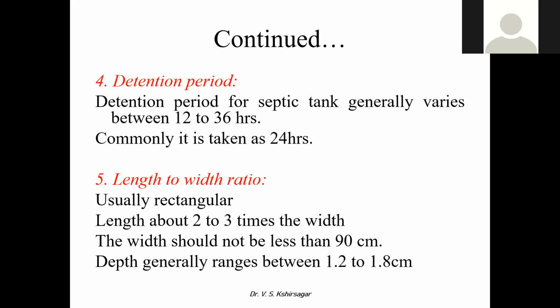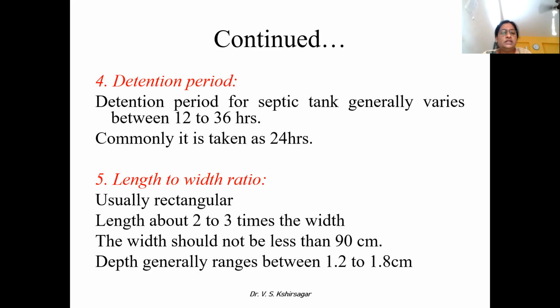So we'll go to the next. The next design parameter is the detention period. The detention period of a septic tank generally varies between 12 to 36 hours. We have discussed this in the theory part itself, but commonly it can be taken as 24 hours. And what is the length to width ratio? Usually it is a rectangular tank, with length about 2 to 3 times the width. So 1:2, 1:3, we can go for.